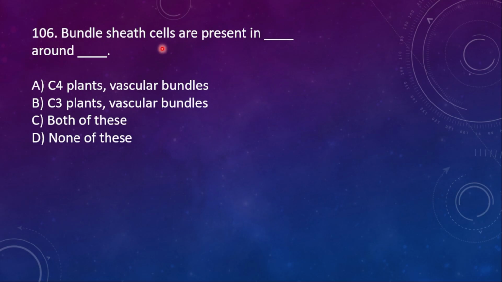106. Bundle sheath cells are present in dash around the dash. Option A. C4 plants vascular bundle, B. C3 plants vascular bundle, C. both of these, D. none of this. Here the right option is option A, C4 plants vascular bundles.